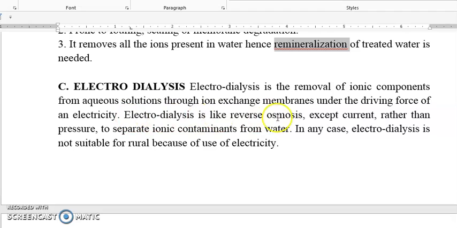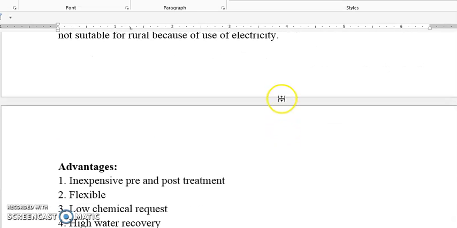While in electrodialysis you are applying current. For what? To separate the ionic contaminants from the water, right? To remove these unwanted ions from the water, we are using electrodialysis. And it is not suitable for rural areas because of excessive use of electricity, which may not be possible in the village.